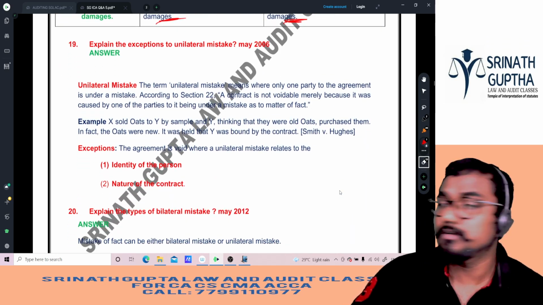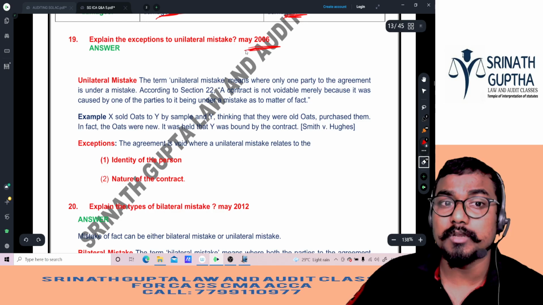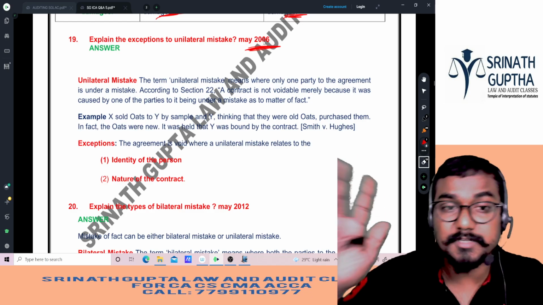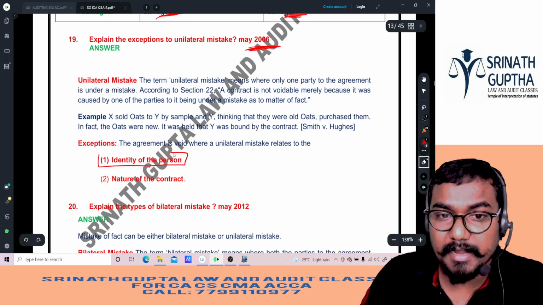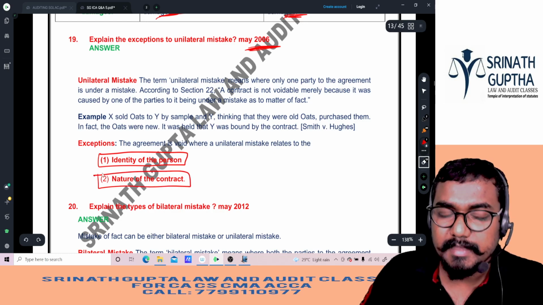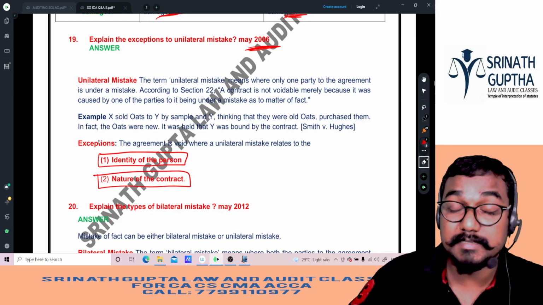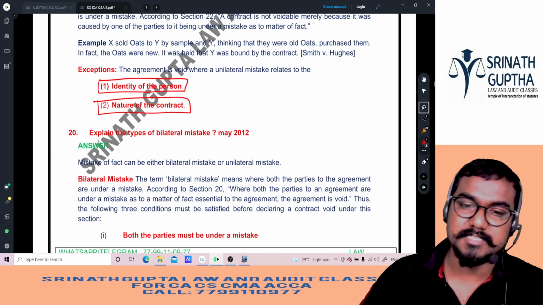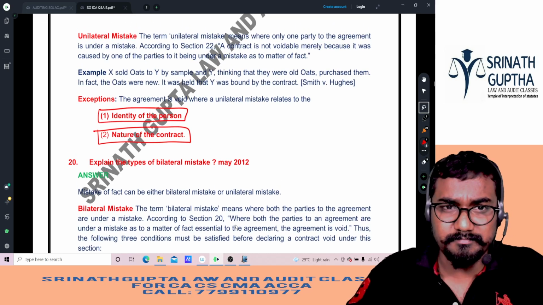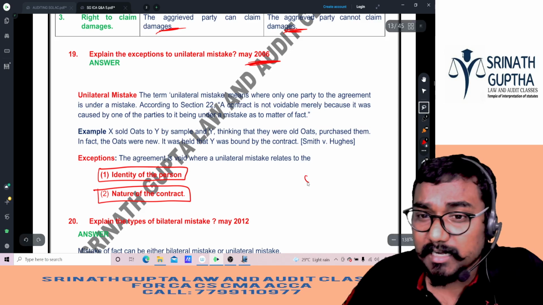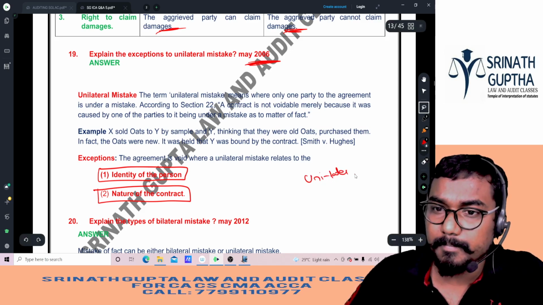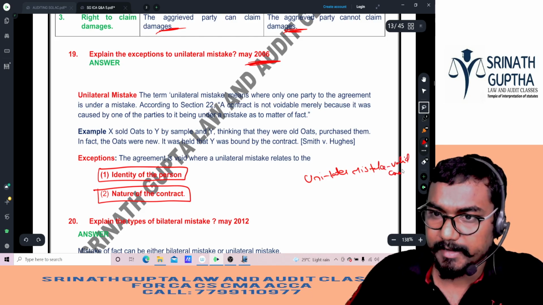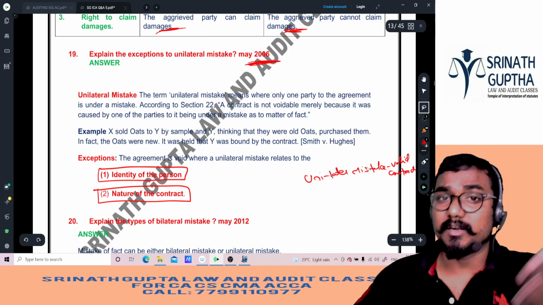Next question, 2006 question, beta. Exceptions to unilateral mistake. Generally, unilateral mistake is not a fraud. Two exceptions are there, beta: identity of the parties and nature of the agreement. Generally, a unilateral mistake does not affect the contract. It is a valid contract, because only one of the parties is under a mistake. That is your fault, not my fault, beta.